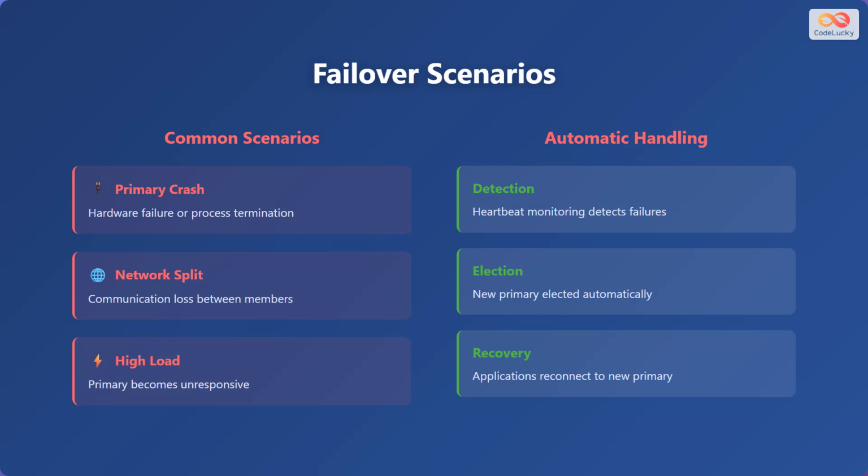The failover process is handled automatically by MongoDB. First, the secondary members detect the failure through heartbeat monitoring. Next, an election is initiated, and a new primary is elected based on member priorities and votes. Finally, applications automatically reconnect to the new primary, ensuring minimal disruption.